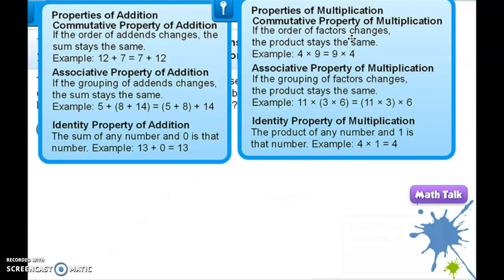So there's your properties. In the commutative property, the numbers switch places. In the associative property, the parentheses move. The identity property of addition, the sum of any number and 0 is that number. I can add 0 to 1 million and still get 1 million. I can add 0 to 50 and get 50. I can add 0 to 900 and get 900, right? In multiplication, any time you multiply by 1, that's the identity property. It's still going to be that number that you multiplied by.